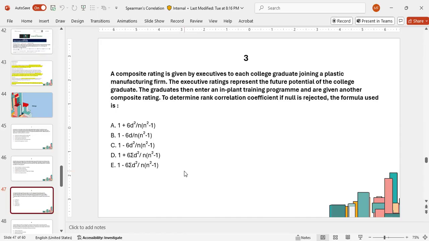B. The correct answer is Eta. 1 minus 6 sum of d square divided by n into n square minus 1. This Eta is the correct answer.